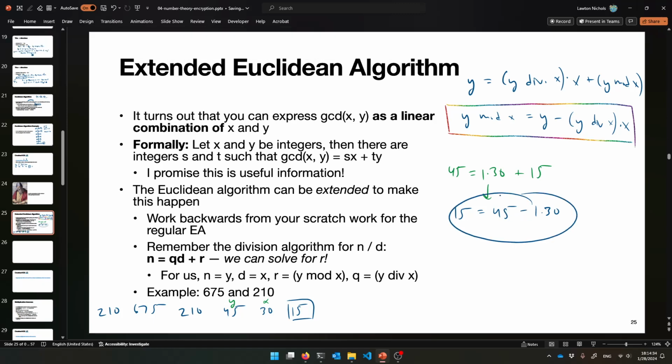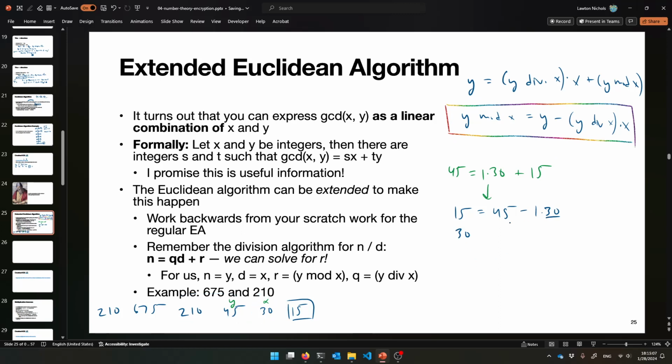Now I have an equation over here, and I've solved for 15 in terms of 45 and 30, but I know I have another equation in terms of 45 and 30. I have this one, right? Because this used to be a y, this used to be an x, and this was my y mod x. You see that? So likewise, I have some information about 210 mod 45 becoming 30.